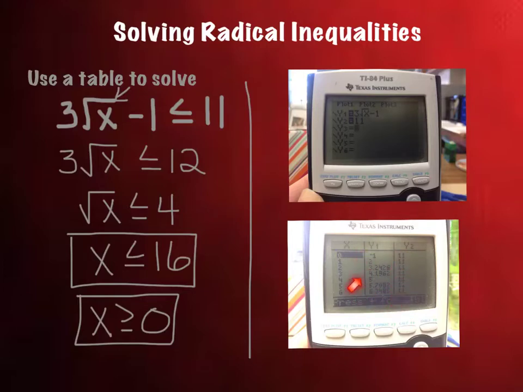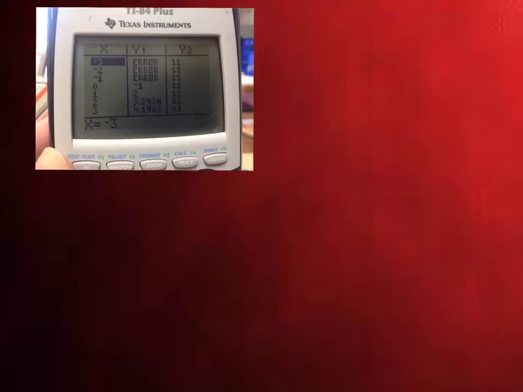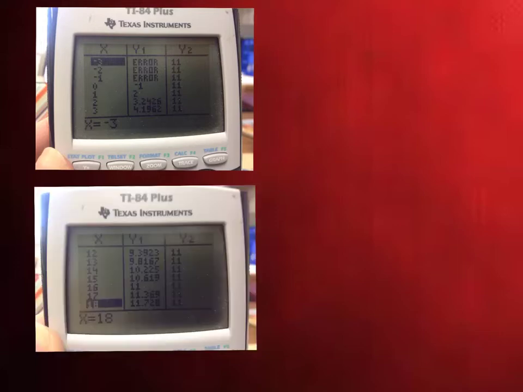So if you can tell, all of these are all less than 11. So if you scroll backwards, you'll see this. And if you scroll the other way on x, you'll see this. And what this tells you is when the x goes down to 0, after 0, y is an error. So we know that it only works starting at 0. And then when you look down here, you see that at 16 it does actually equal 11. So all of these are less than 11, and then 16 is the end.